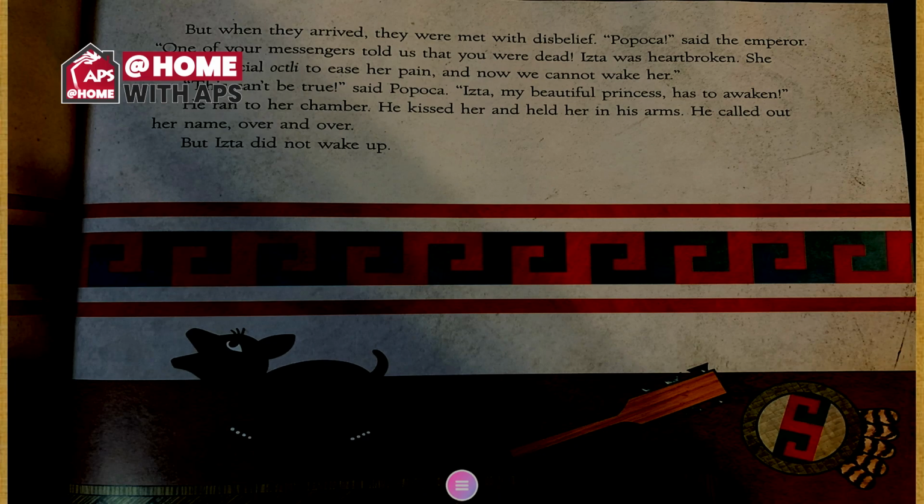"Popoka," said the emperor, "one of your messengers told us that you were dead. Itza was heartbroken. She took a special potion to ease her pain, and now we cannot wake her." "This cannot be true," said Popoka. "Itza, my beautiful princess, has to awaken." He ran over to her chamber. He kissed her and held her in his arms. He called her name over and over, but Itza did not wake up.